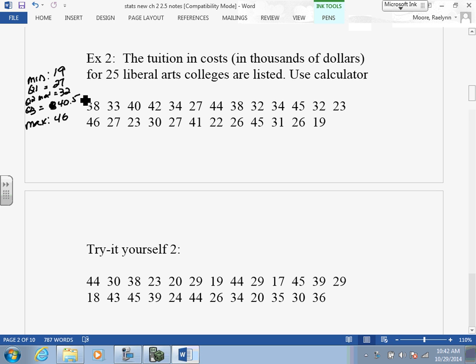That's all it takes to make us a box and whisker graph. So we're going to make a number line. We're going to call this our tuition cost because it's a graph, so we label it. These are in thousands, but it makes it easy without all the zeros. We're going to make a number line, just like you do a dot plot, that goes from 19 to 46. So if we started it at 15, we can go every 5.